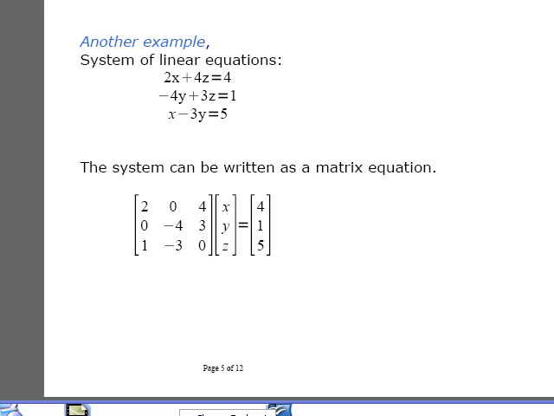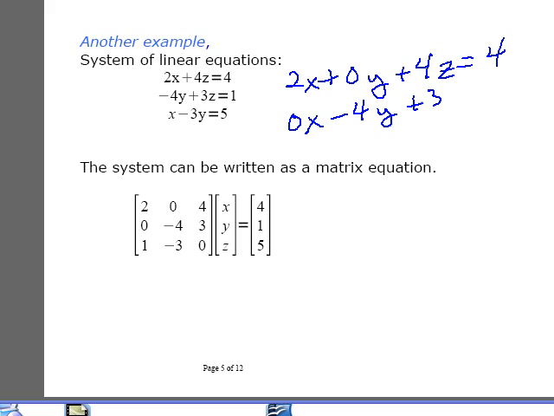Here's another example. I have 3 equations, and I really do have 3 unknowns, but they aren't appearing in every equation. In fact, I'll just write this out. This could be 2x, and there's, of course, no y, so I could put 0y plus 4z, and that's what I'll have to do for the matrix. That equals 4. The next one, there's no x, so it's 0x minus 4y plus 3z. You see, I do have 3 equations. I have an x, y, and z, although not appearing in each one. x minus 3y plus 0z equals 5.